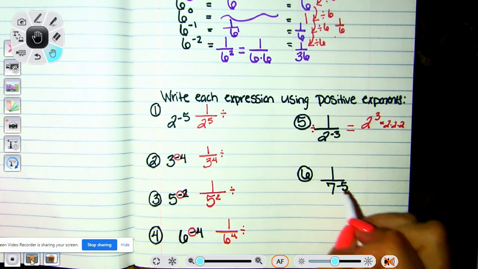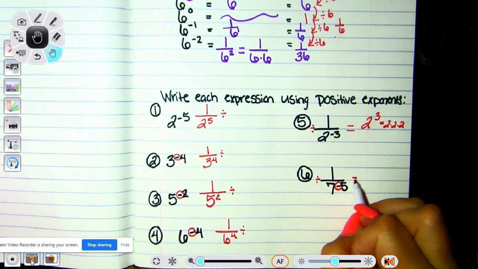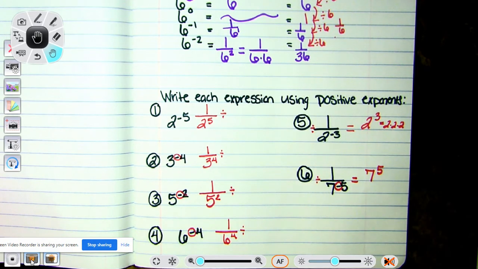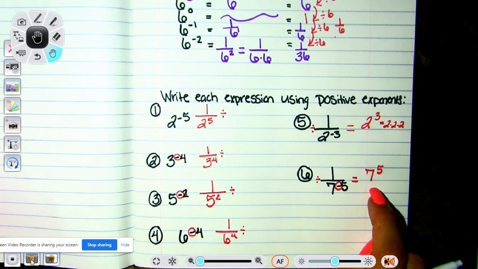Same concept here. We have division and a negative. So I need to do the opposite of dividing, and that's going to be multiplying. So we're going to make this positive. 7 to the 5th power. Now this represents multiplication because there's no longer a division or a fraction bar anymore.